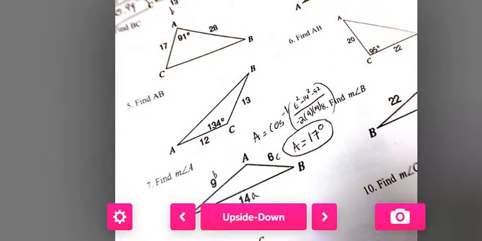There's 8 more to do. We've got a decent amount of time left in class for you guys to work on this, so you can ask questions if you need to. Okay?